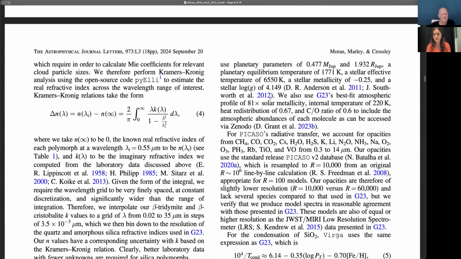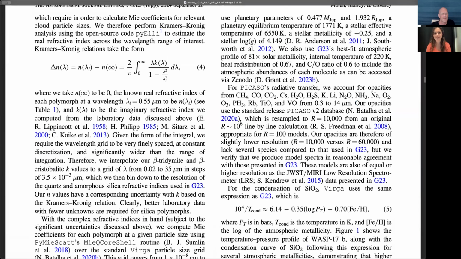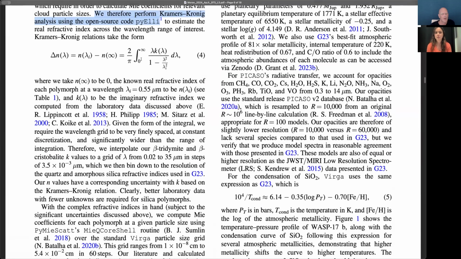There's this very handy open source code called PyEli that I used to speed this up for me so that I didn't have to write a whole routine to do it. You're just integrating over a really wide wavelength space to go from the imaginary to the real or vice versa. Very cool. I'm a big proponent. We have those numbers for all of these materials, and so I was able to extract the real data from this.